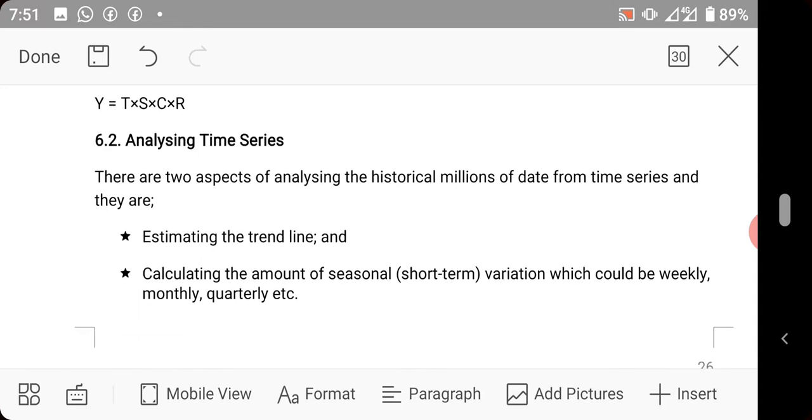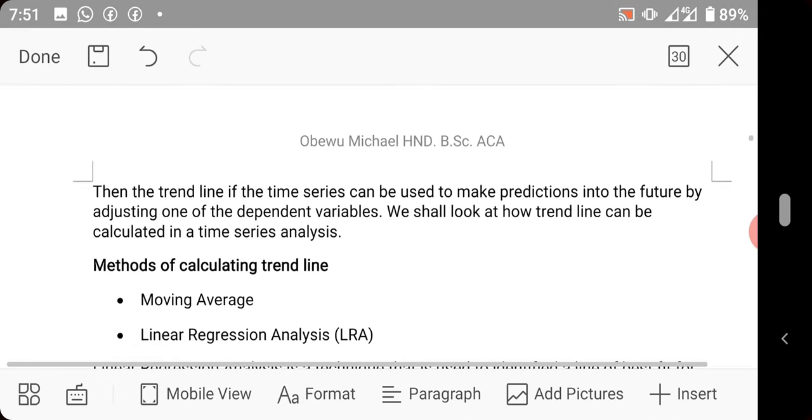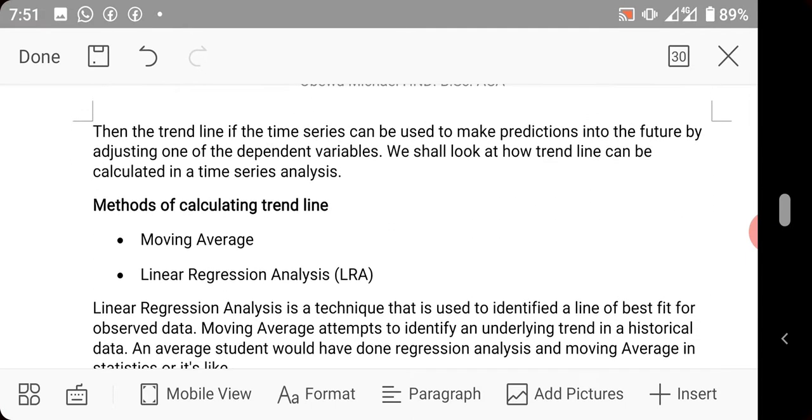Now, analyzing trend time series, you have to estimate the trend line. You can estimate the trend line using regression equation or using moving average. So today we will look at moving average. In our next class, we'll look at linear regression analysis.